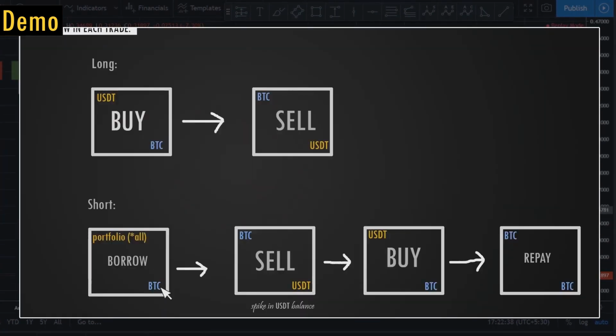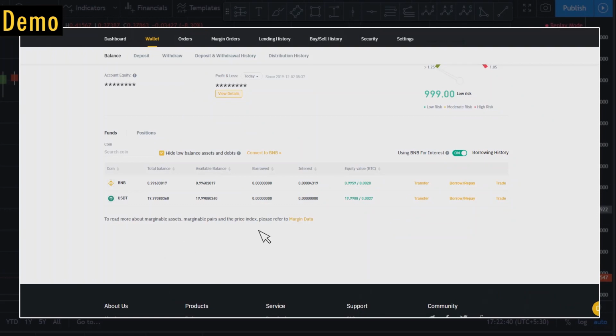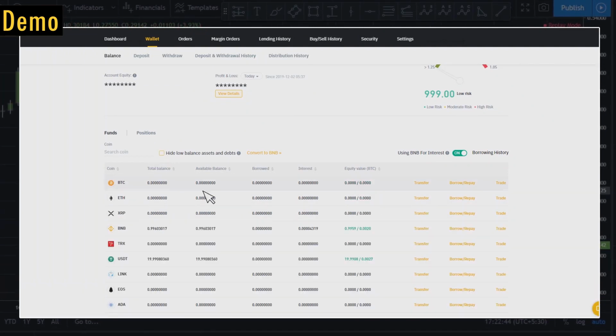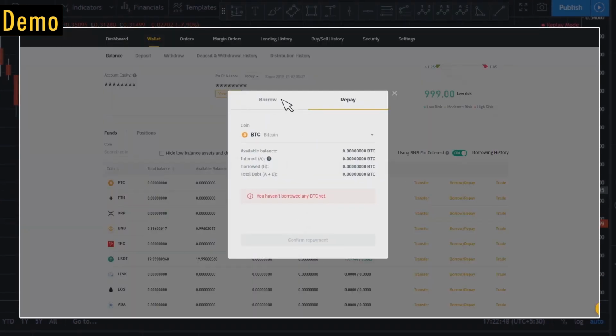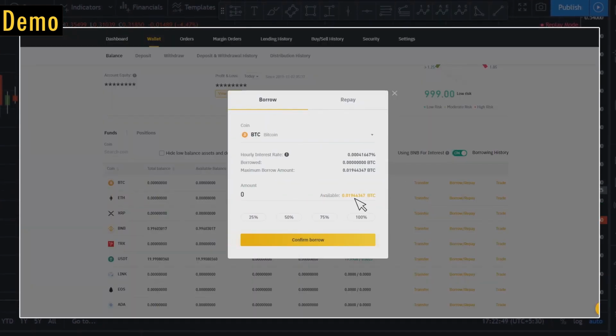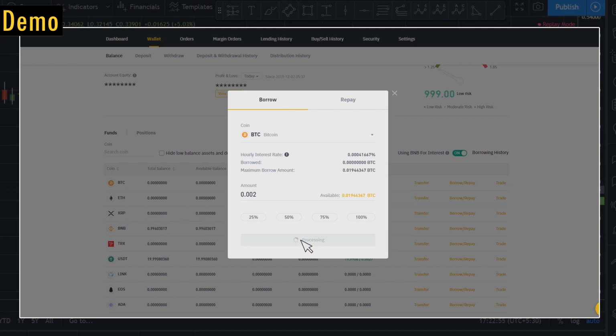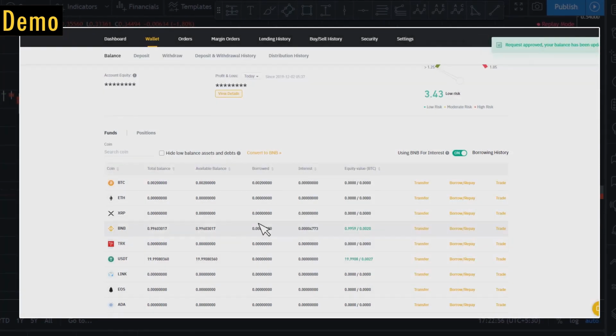Okay, starting with the first step, we're going to borrow some BTC, right? So let me unselect this and click on the BTC tab, click on borrow and select the borrow tab, and you can borrow up to 0.01. So I'll just select 0.002. Okay, click on confirm borrow. Yep, I borrowed the funds.